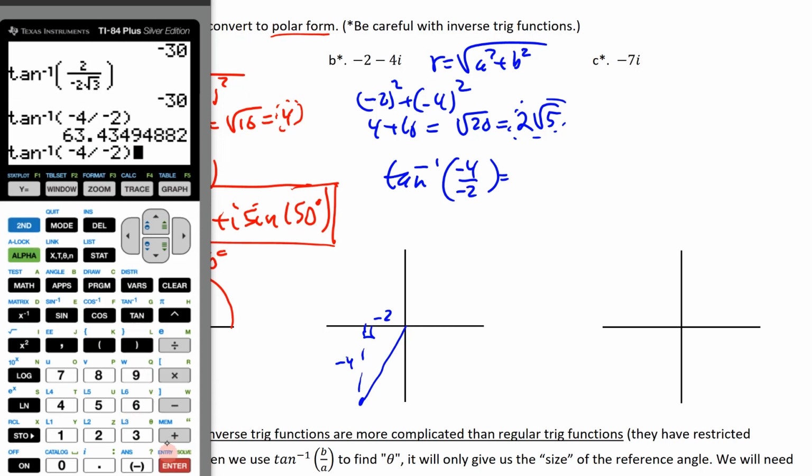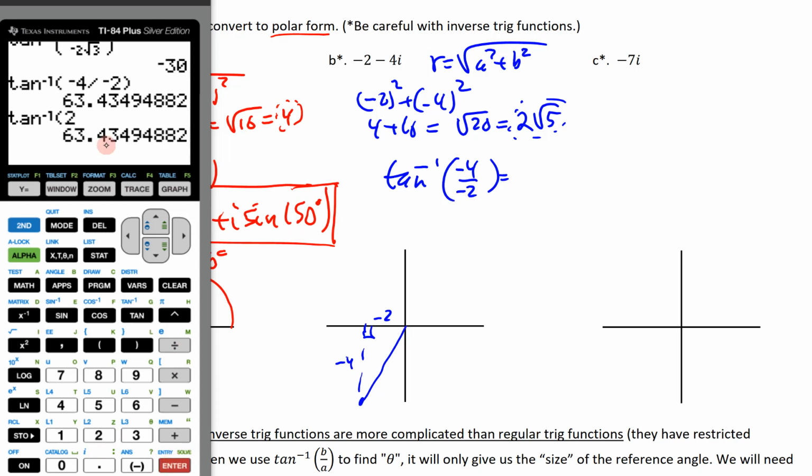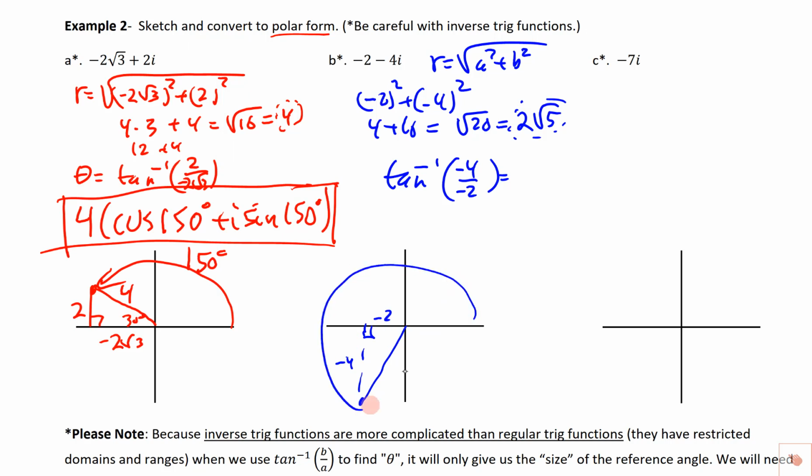I'm just going to hit tangent inverse because that's going to be faster. Negative 4 divided by negative 2 is 2. And I hit enter, I get 63.43. Okay, but the problem is this angle measured from standard position is not 63.43, but this angle right here, the reference angle, is 63.43.